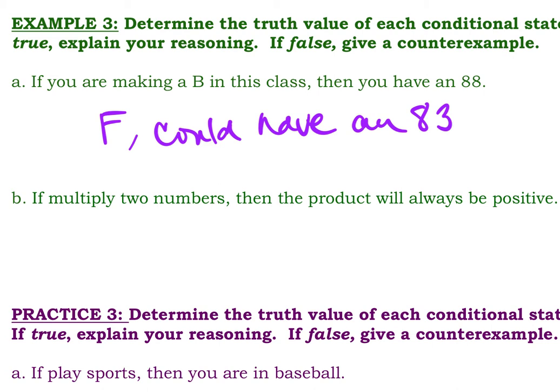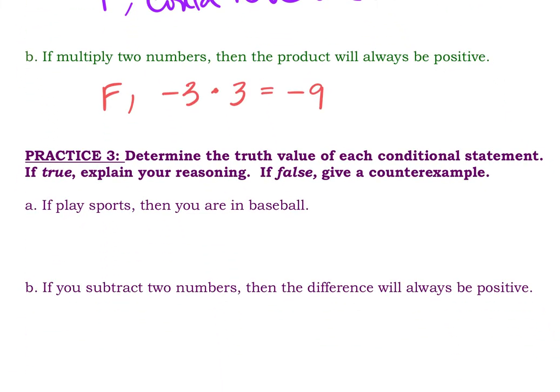All right, if you multiply 2 numbers, then the product will always be positive. Is that true? If I multiply 2 numbers, the answer will always be positive. No. What's a counterexample? A negative number times a positive number. Negative 3 times 3 is? Negative 9. A negative 9, and that's a counterexample. So just like yesterday, it could be a picture, a sentence, or an equation, whatever it is, to prove it to be false, okay? So I'm going to have you try these next 2, okay?